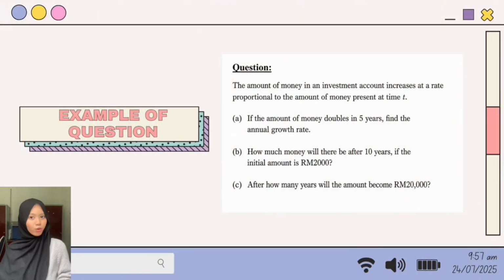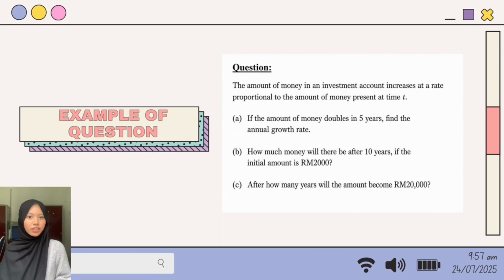Next, I will explain our question. For this question, we are given an investment account where the amount of money increases at a rate proportional to the amount of money present at time t. This means that the more money in the account, the faster it grows. So this equation follows an exponential growth model.